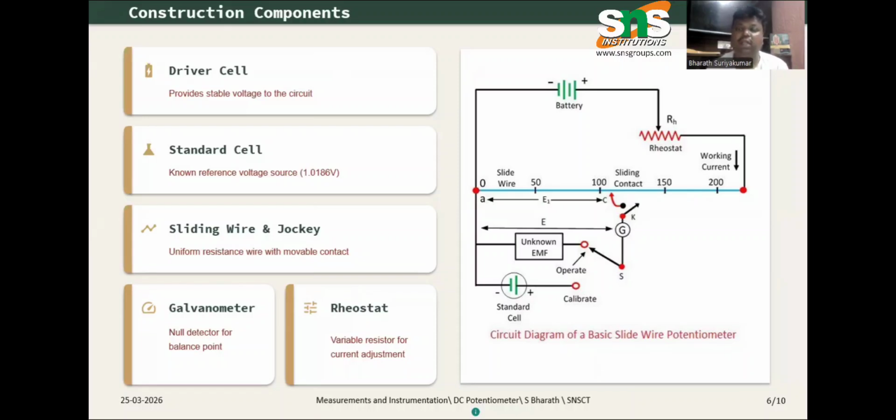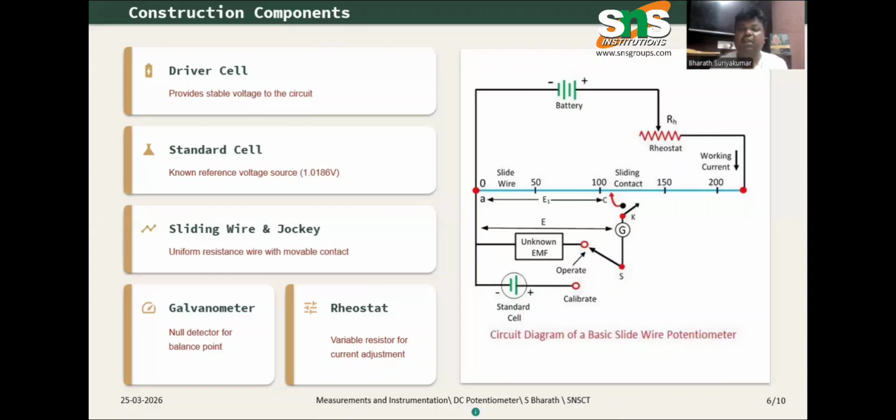You could see a blue color line. That line is a calibrated slide wire. You could see the values 0, 50, 100, 150 and 200. There is an unknown value of EMF connected across. There is a toggle switch which changes between the unknown EMF and a standard cell. Another point is connected through a galvanometer to the sliding point of contact. The whole system is connected to a battery source through a rheostat.